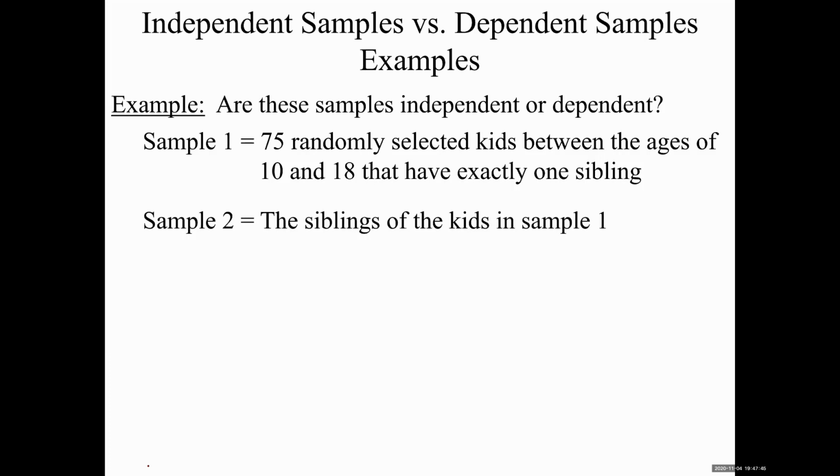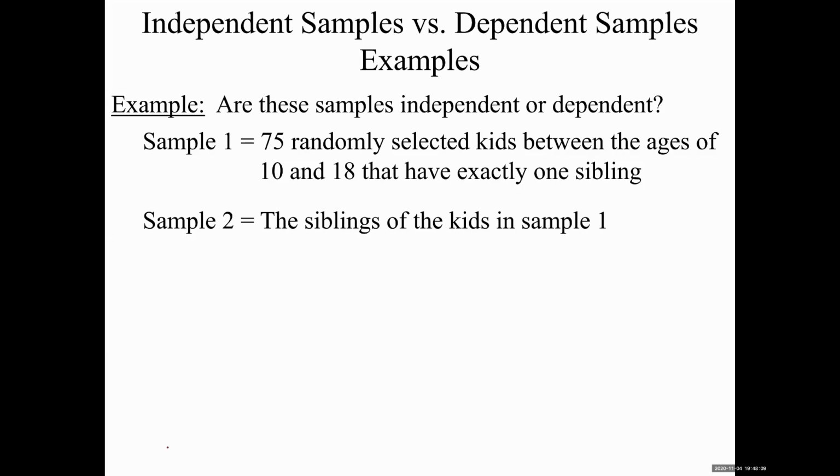Okay. So here, sample 1 is 75 randomly selected kids between the ages of 10 and 18 that have exactly one sibling. So sample 1 is 75 people. Each one of them has exactly one sibling. So one brother or sister. And sample 2 is the siblings of the kids in sample 1. Okay, independent samples or dependent samples?